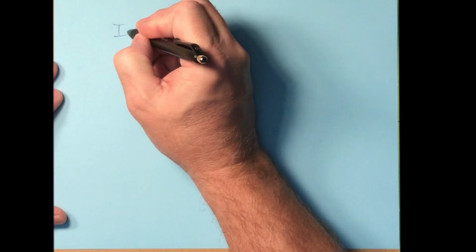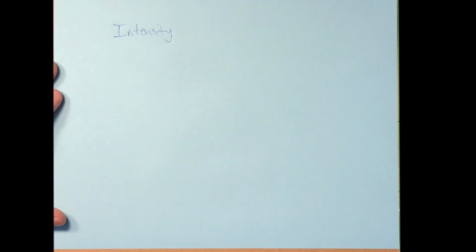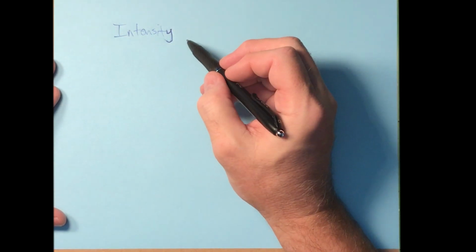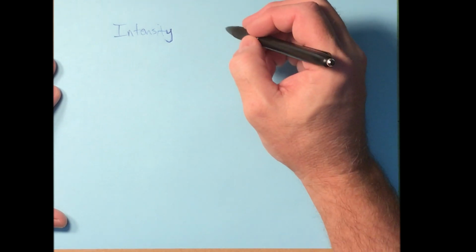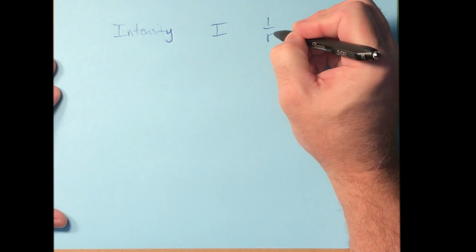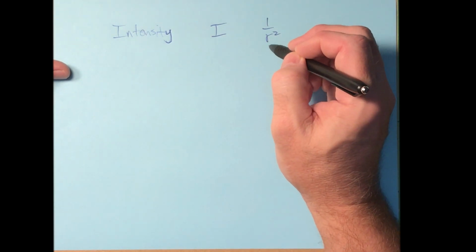When it comes to intensity, which we'll symbolize as big I, it falls off as 1 over the distance squared. You can think of intensity as how bright something appears, but intensity could also be a true measure of how much energy something is emitting into space. However, the amount you measure is the intensity. And intensity falls off as 1 over distance squared.